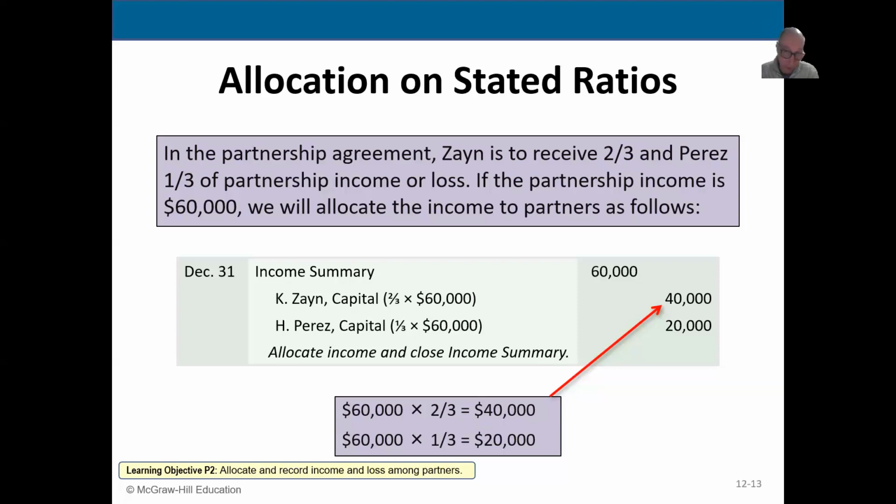So the way we do this, 2/3 times 60,000 is 40,000 to Kayla and 20,000 to Hector. So debit income summary, 60,000, because net income was 60,000. Credit Kayla, 40, credit Hector, 20. Because remember, it's a partnership, they share in the net income.